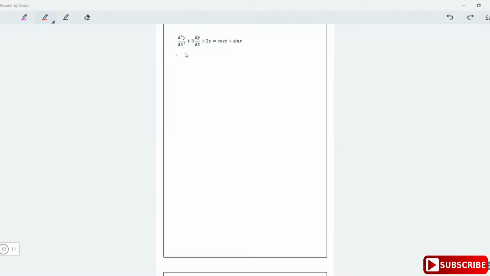What I'm going to do is just solve the auxiliary equation. We know the auxiliary equation for this would be u squared plus 3u plus 2 equals 0. I know I'm skipping a few steps, but u squared plus 3u plus 2 equals 0. This would be the auxiliary equation.